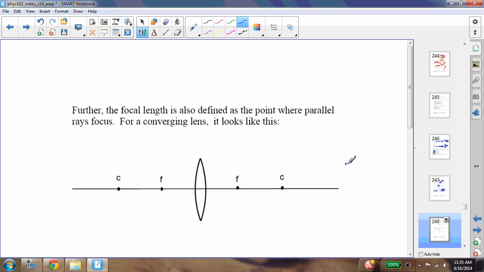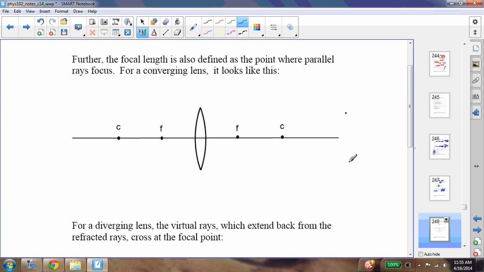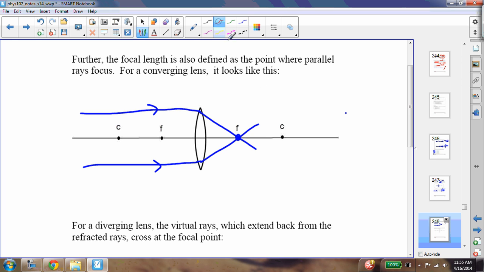Okay, and further, we define the focal length based on this geometric idea that it's half of the center of curvature, but just like with mirrors, it can also be the point where parallel rays are focused. So if we were to draw parallel rays here on this converging or convex lens, they would focus at the focal point. And then similarly, if we had rays come in this way, they would focus at the focal point.